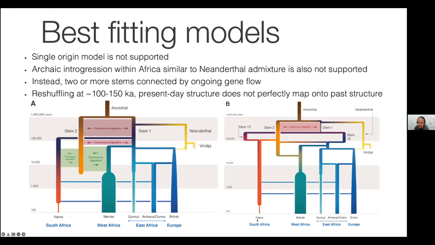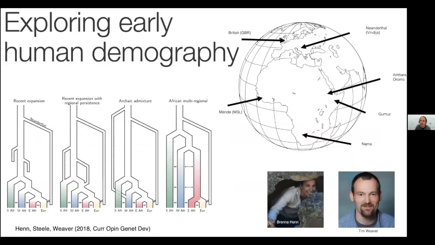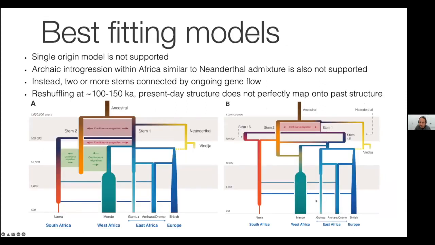We have populations that I haven't really introduced to you yet. I went too fast in the previous slides, so I'm going to go back to this slide here. We're going to be looking at the Nama, which is a population from South Africa, and the Gumuz, the Amhara, and the Oromo, which are populations from Eastern Africa. We're going to include British and the Neanderthal populations just to anchor a time for the split. And we also have the Mende population, which has recent ancestry in West Africa.